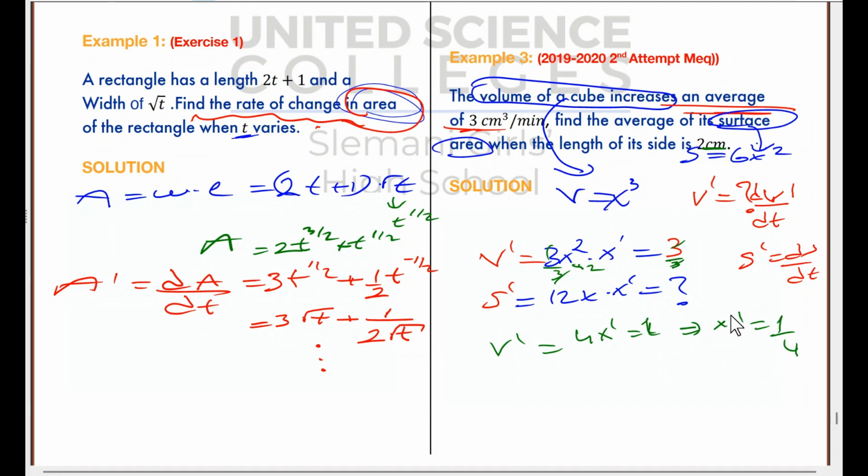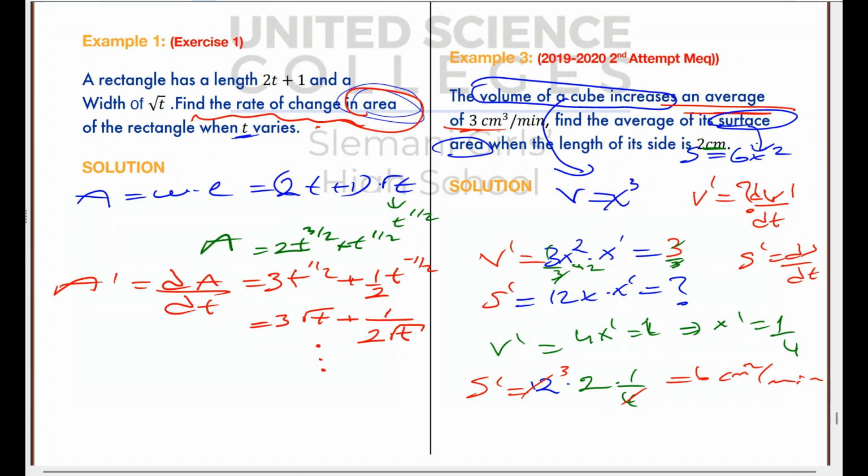So now we know x prime, we know x, we know everything necessary to find the derivative of surface area. So s prime becomes 12 times x, which is given in the question as 2, multiplied by x prime, which we deduced from the previous equation as 1 over 4. Now, there is no unknown, everything is known. Let's just simplify it. Okay, 12 divided by 4, here you have 3, 3 by 2, 6. Since it's surface area, the unit is centimeters squared per minute.